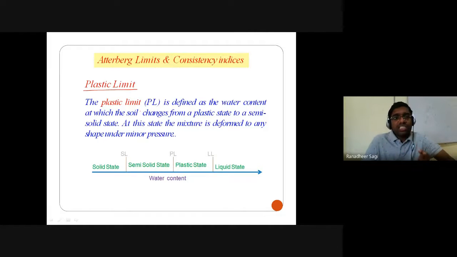Whenever we say the soil is in a plastic state, the soil can be molded or shaped into your own desired requirement. It means if you want to prepare a doll or any particular shape, when the soil is in the plastic state, it can be molded or modified to your desired shape. The water content which keeps your soil between the semi-solid and the plastic state is what we call the plastic limit.